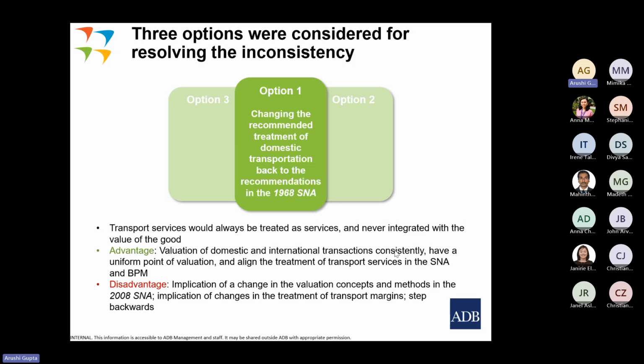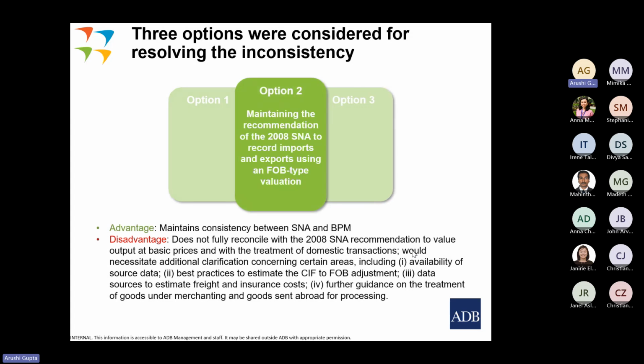This would also imply a change in the treatment of transport margin in the adjustment needed in the SUT, in the trade data in SUT framework, and would overall be a step backwards. The second option proposes maintaining the recommendation of the 2008 SNA to record imports and exports using an FOB type valuation. This approach maintains the consistency between SNA and BPM in their proposal to value imports and exports at FOB valuation.